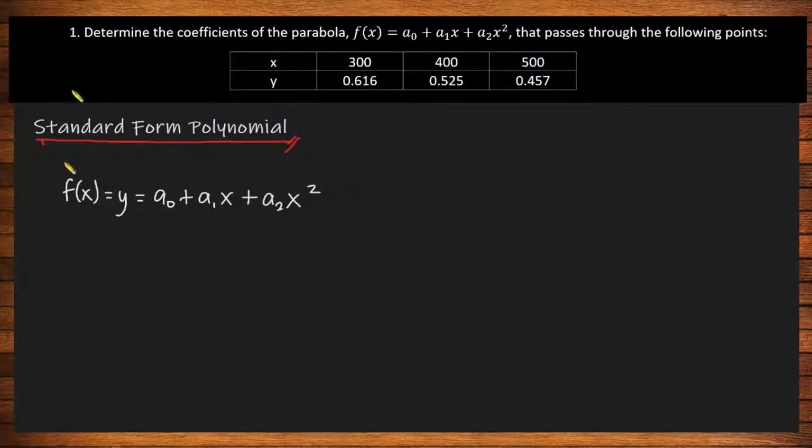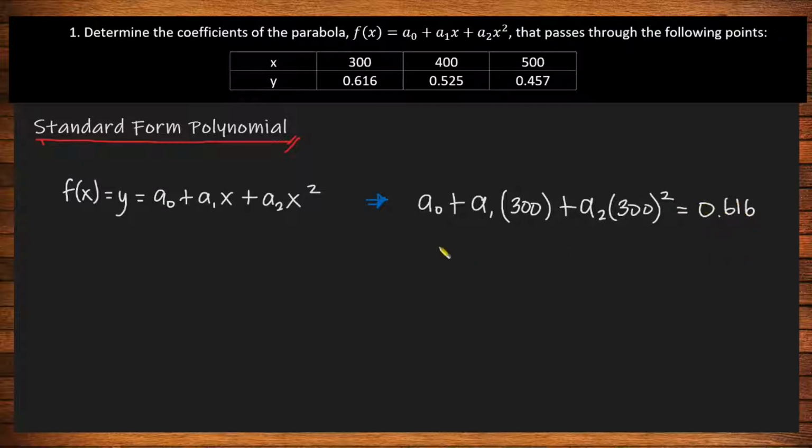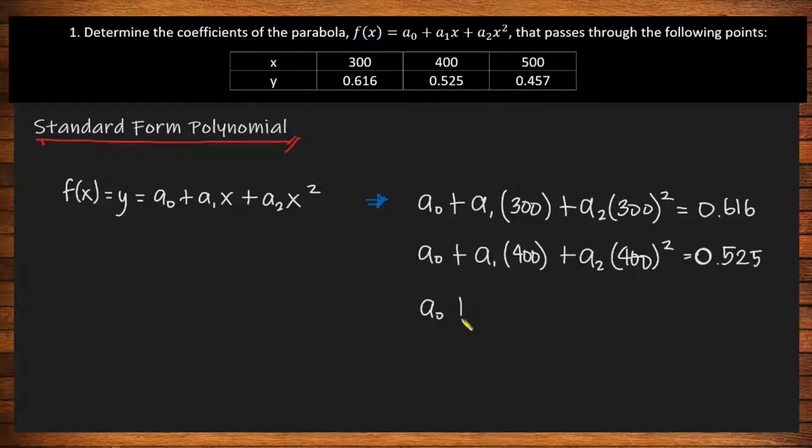So in order to generate this polynomial in standard form, bali yung gagawin lang natin is we will simply substitute these points to our polynomial. So again, yung polynomial natin is of this form. So using our first point, bali ilalagay natin yung value ng x equal to 300. And then yung value naman ng y equal to 0.616. And then we will do this for the two other points. So for the second one, yung x natin 400 and then yung y 0.525. And then for the third equation, we have 500 for the value of x and then 0.457 for the value of y.